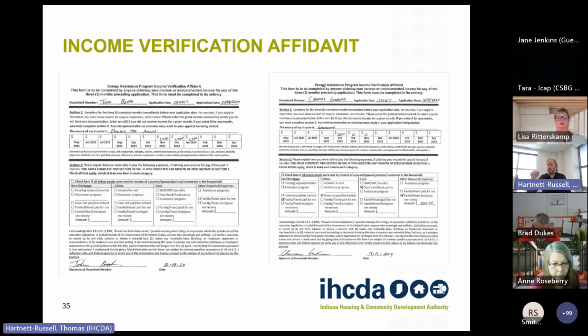the acknowledgement statement. Example 2, Chauncey Gardner received $200 for the month of September, but nothing for the months of October or November. And so you see in Section 2, Chauncey marked that he had family who paid his rent or mortgage for him. He has not paid on his utilities. He's used a food bank or food pantry to receive food. And for other household expenses, a family member gave him $300.